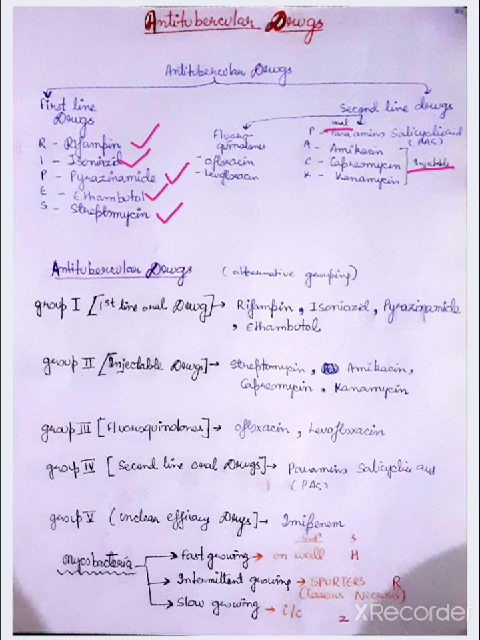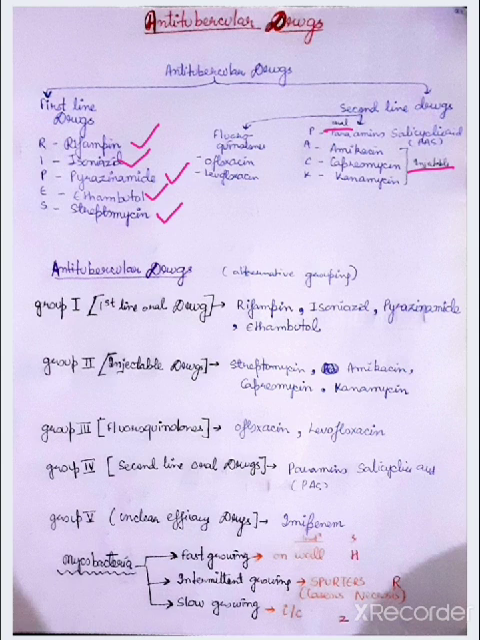While the second line drugs are the fluoroquinolones, which are ofloxacin and levofloxacin, and further PACK: para-aminosalicylic acid, amikacin, capreomycin, and kanamycin, in which amikacin, capreomycin, and kanamycin are injectable, and PAS is given orally.